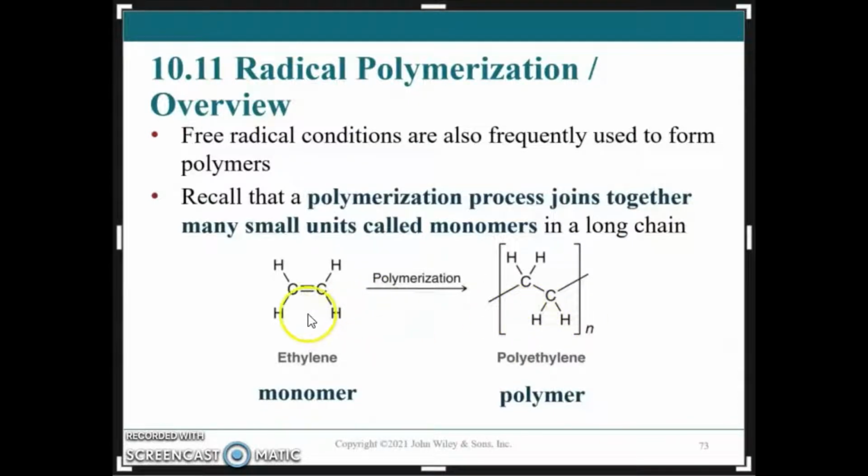So if ethylene is our monomer, through a free radical chain reaction, we can polymerize and form a long polyethylene chain up to n number of monomers. This could be 10, this could be 10,000, this could be 100,000 monomer units to form a polymer.